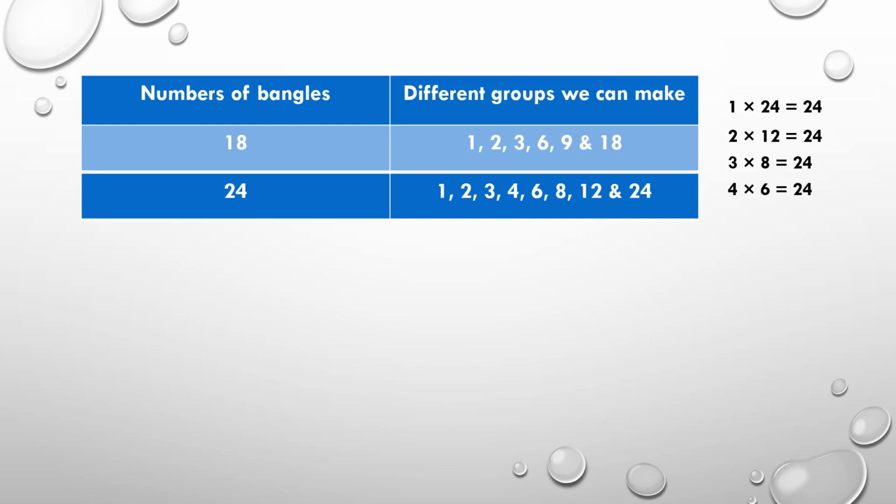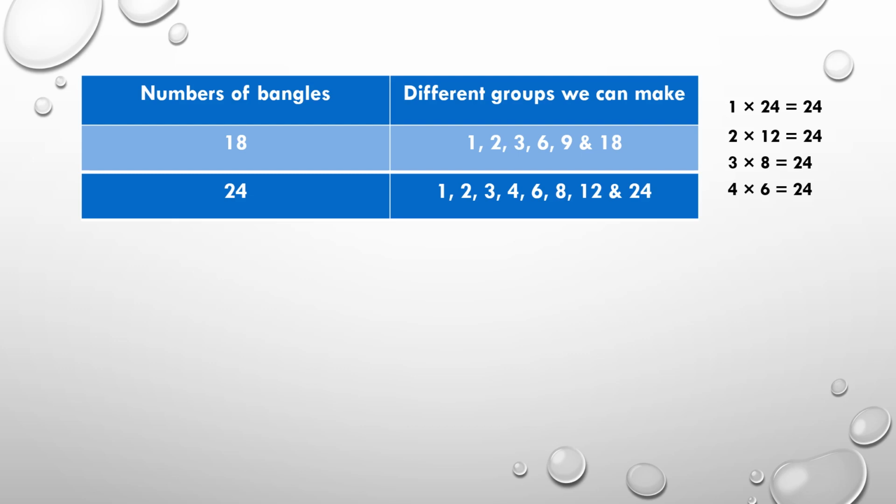So I'll stop doing the multiplication because I have 1, 2, 3, 4 and after 4 I'll have 6, and 6 is already written there. So I stopped here. I can make groups of 1, groups of 2, groups of 3, groups of 4, groups of 6, groups of 8, groups of 12 and groups of 24. For 24 bangles I can make these groups, and there will be no bangles left.